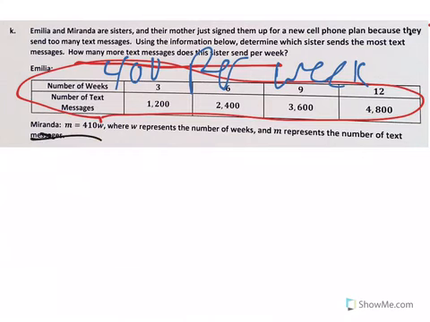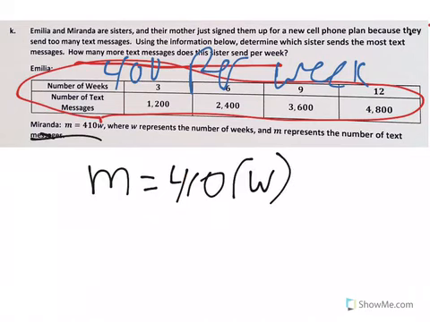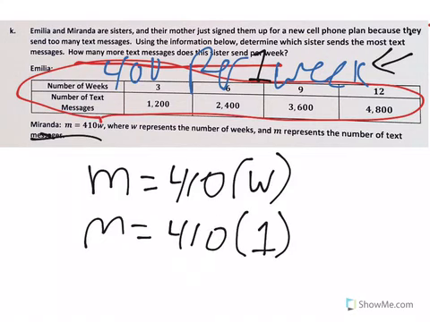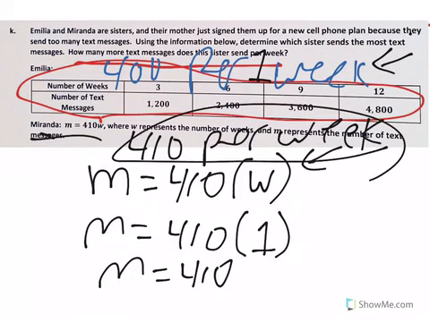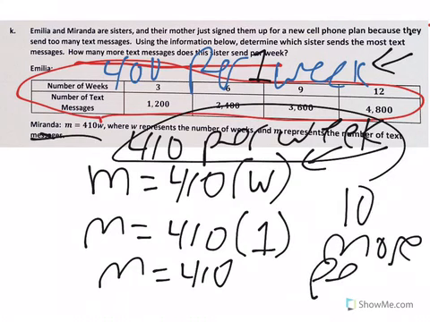For Miranda, we have a formula. Messages equals 410 times how many weeks, right? So if we know that Amelia sends 400 per week, that means per 1 week. So the messages equals 410 times 1, because we want to know how much she sends in 1 week. So we change the weeks to 1. 410 times 1 equals 410. So Miranda sends 410 messages per week, and so that means Miranda sends more messages, and she sends 10 more per week.